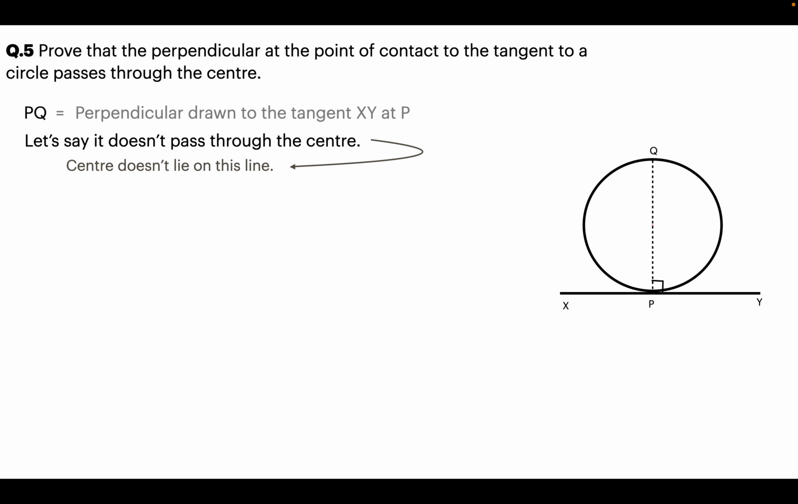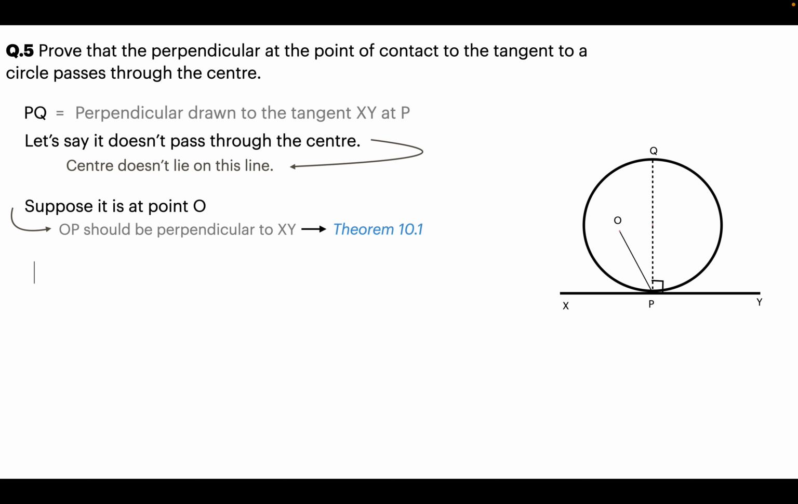If it doesn't lie on this line, it is somewhere else on the circle, not on this line. So suppose it is at point O here, and now let's connect point O and P. This is going to be the radius, and a radius at the point of contact, from theorem 10.1, is going to be perpendicular to that point. So OP is perpendicular to XY. That means angle OPY is 90.